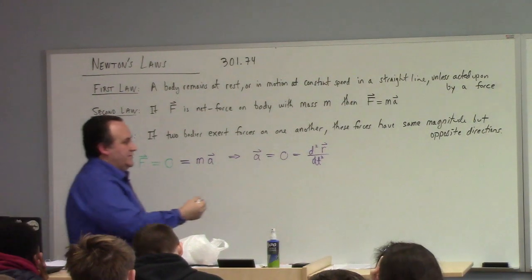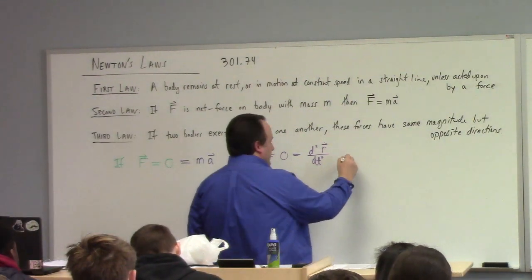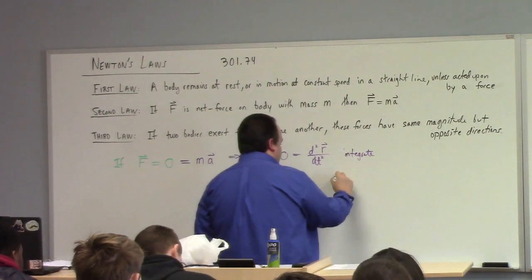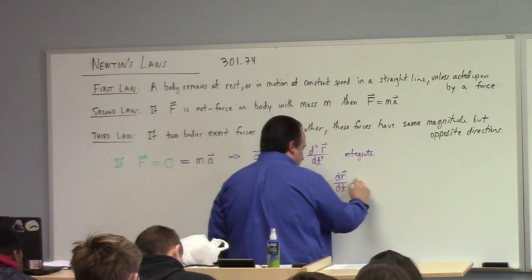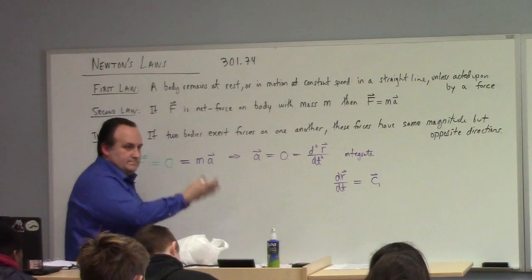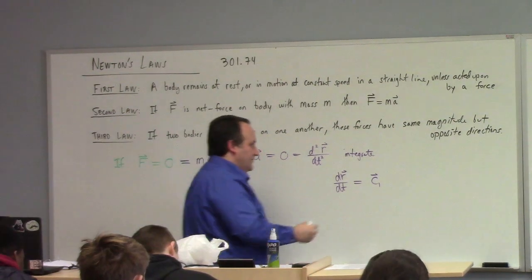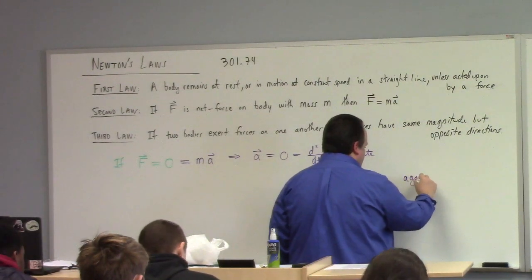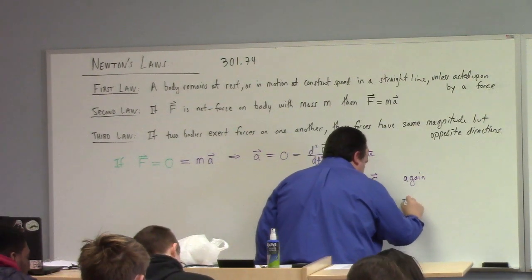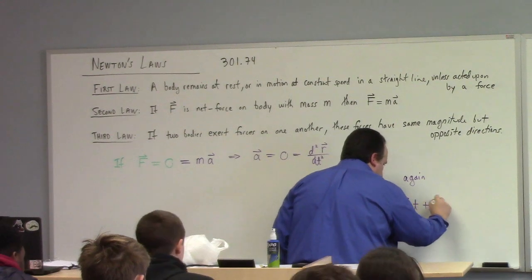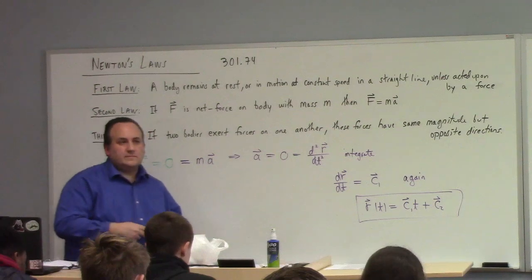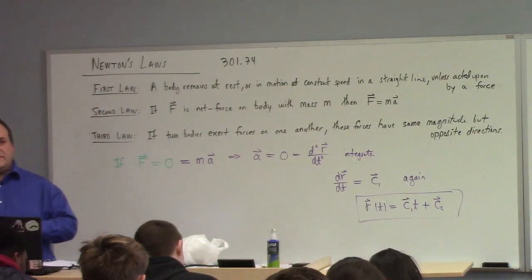Anyway, so we integrate twice, and what do you get? Well, integrate once, what do you get? You get dr/dt is equal to what? A constant vector, right? Integrate again, what do you get? Again, we get r of t is c1 times t plus c2. There you go. That's the position, right?